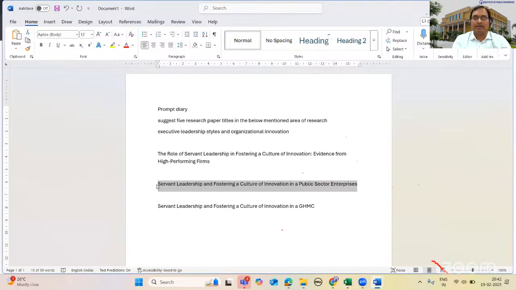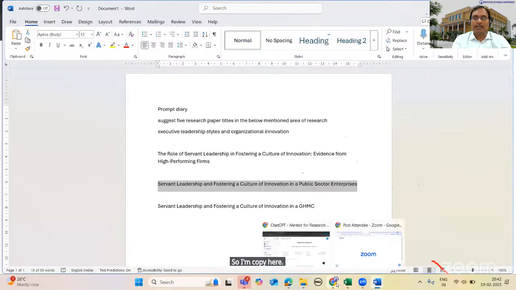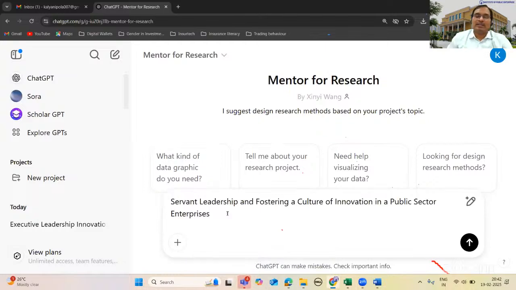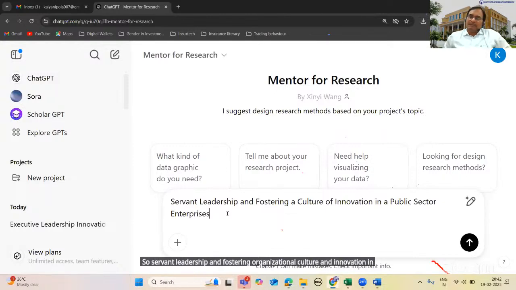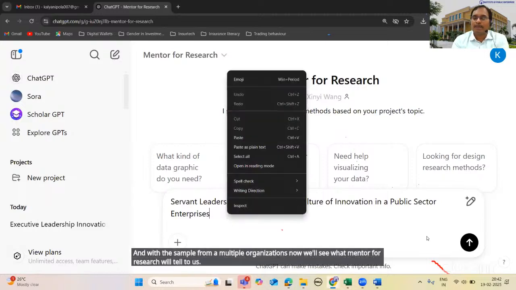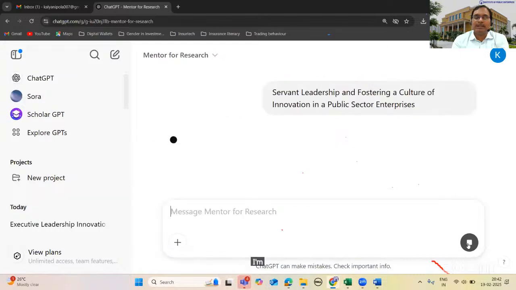So I copied it here, then came back to my GPT. Servant leadership and fostering organizational culture and innovation in the public sector enterprises. I have not mentioned exactly what I want and so forth, but let us see how it will design research for this. And I said that this is a causal kind of research with a sample from multiple organizations. Now we will see what mentor for research will tell us. I'm just sending the query or prompt.